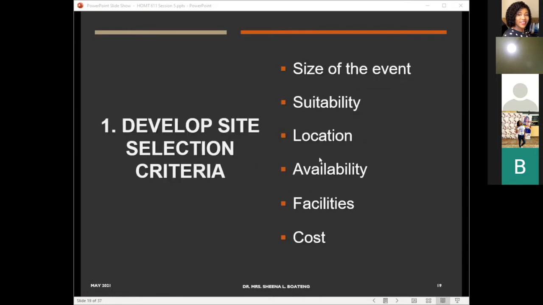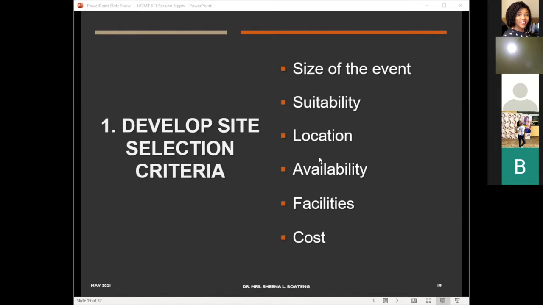Now, we'll take each of these one by one, starting from developing site selection criteria. Now, these criteria will include everything from the size of the event, which we have talked about, including the number of people that are involved, and then the suitability of the sites to be able to host this number of people, considering the budget that we have and the profile and image of the event, along with the licenses and permits, the flexibility, accessibility, among the other things that we discussed at the specification stage.